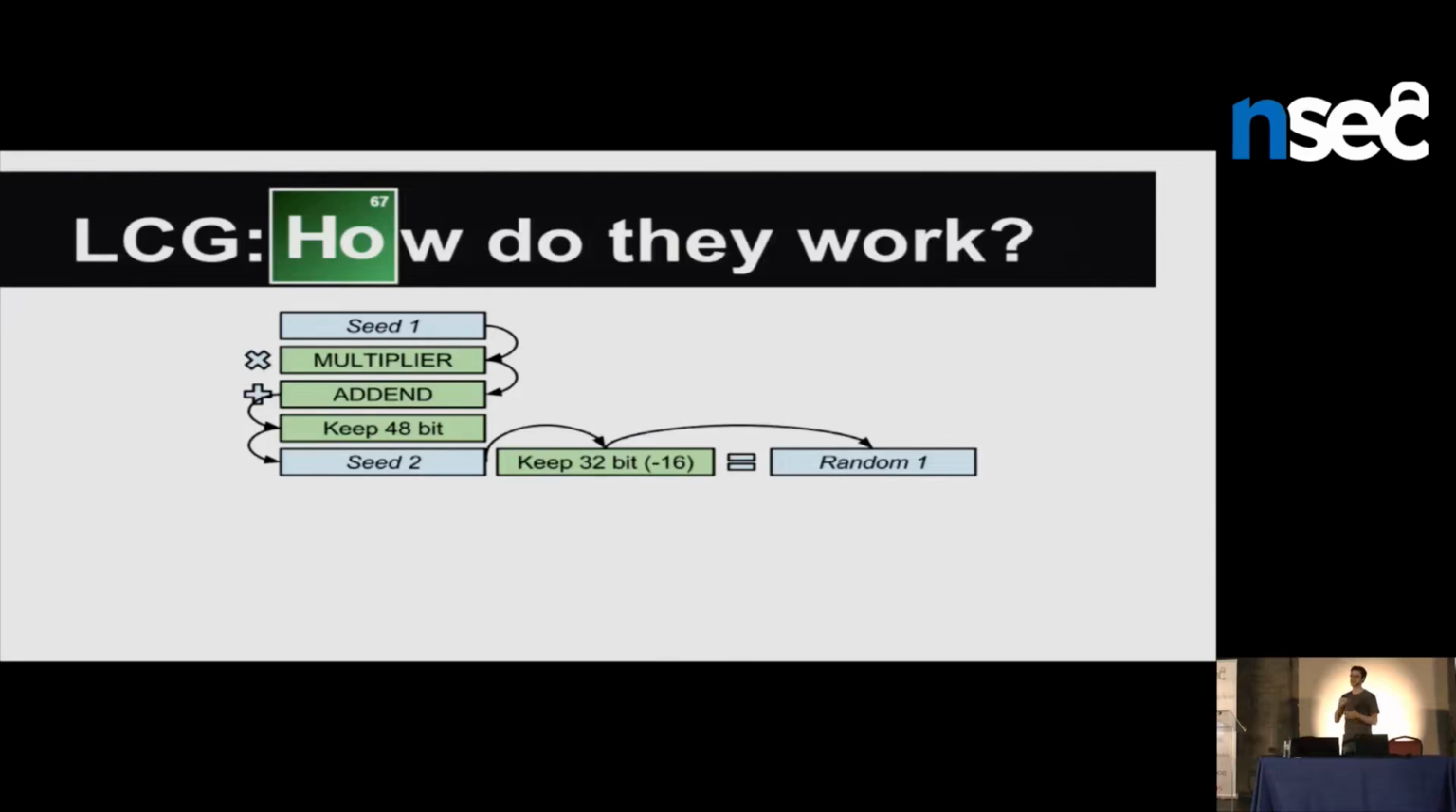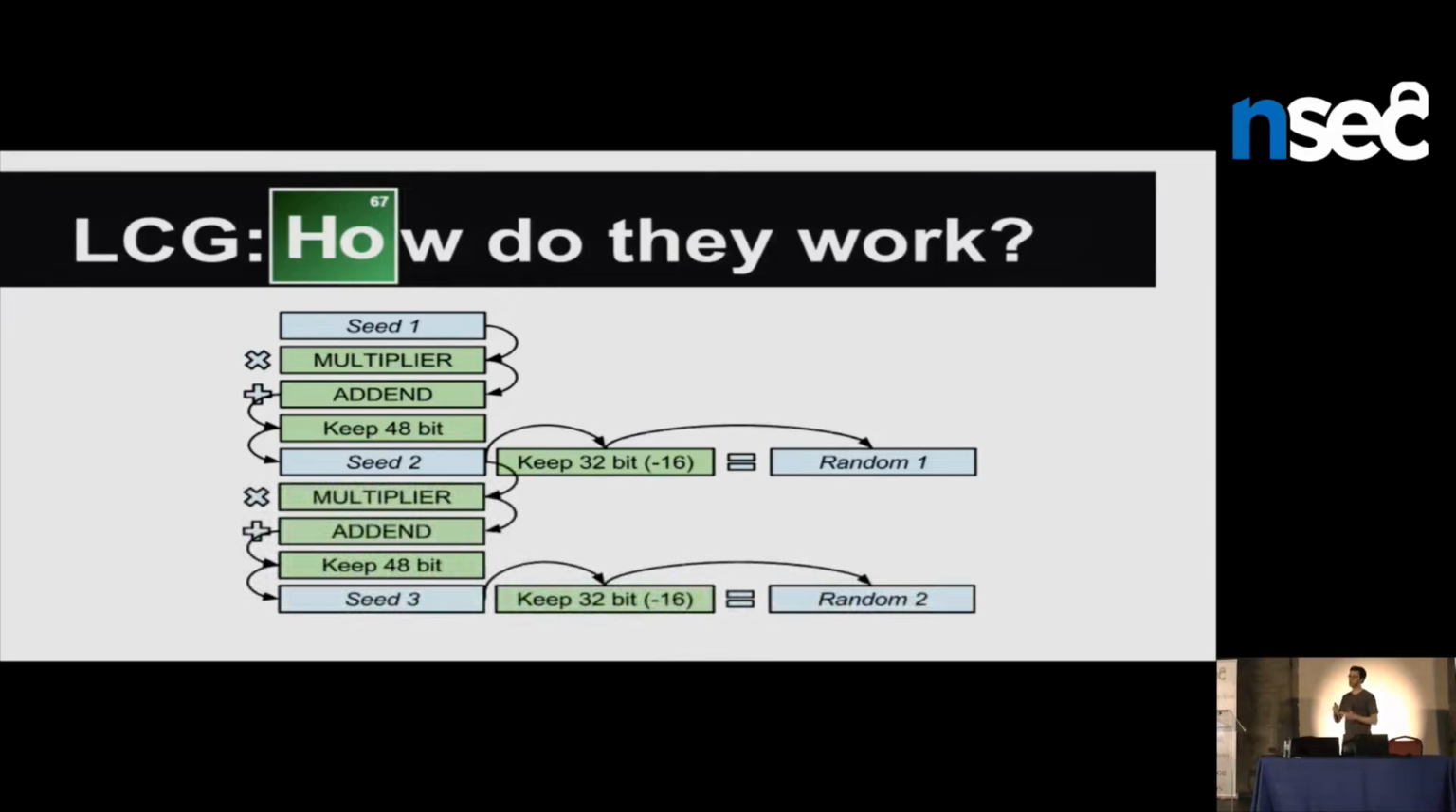And this is the same process we go through for each value we want to generate. Basically we generate value 1, and then value 2 is the same operation, one after the other. So, okay.